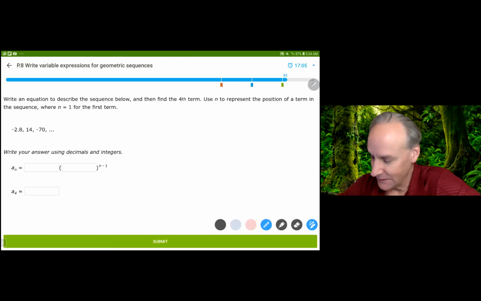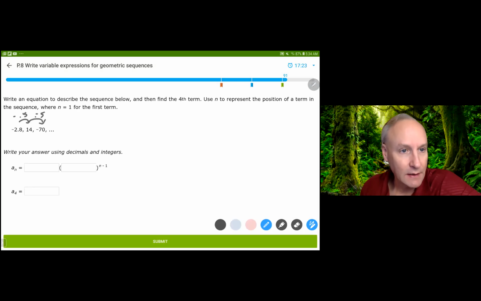All right. This time we multiplied by, dang, what did we multiply by? It's not 7. It's 5, isn't it? Sure enough, it's 5. There's the 5, duh, times 5. Actually times -5. There it is. And we started with -2.8. Oh, and we have to find a term.